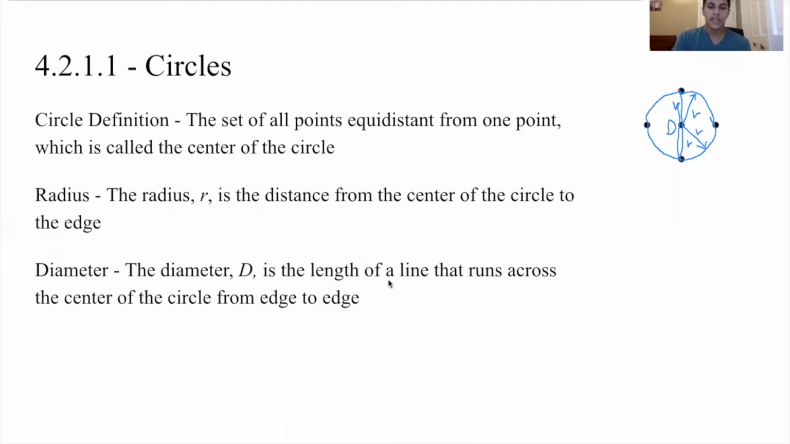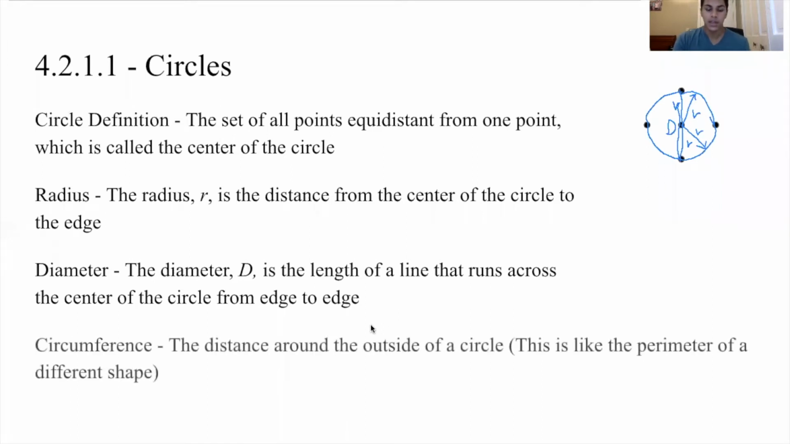And then finally, the last term you need to know that's special about circles is the circumference. The circumference is the distance around the outside of the circle. For most other shapes, we use the word perimeter to describe the distance around the outside of that shape, but we have a special term for the perimeter of a circle, which we call the circumference.